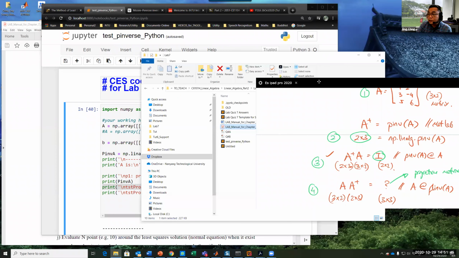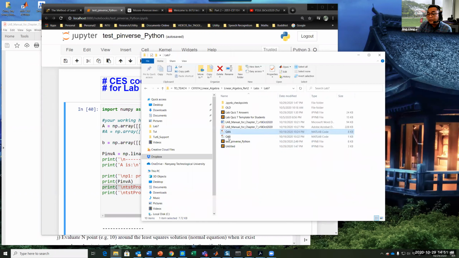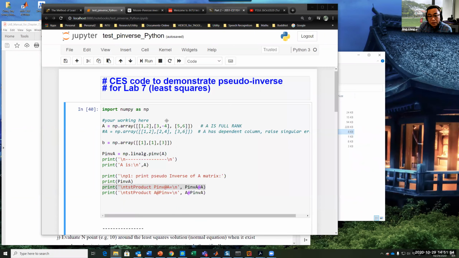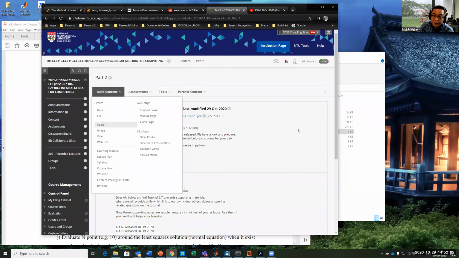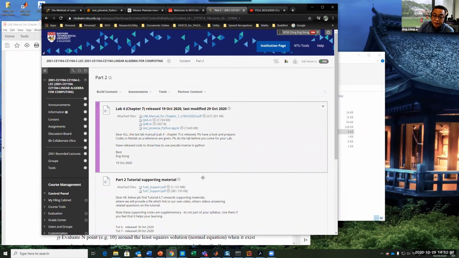For those students, what you realize is that I have given you 4A and 4B MATLAB code in the release of linear algebra. So please go to content, part B, and you'll see lab 4 here. You will see that I keep on updating my tutorial tools, tutorial 7 supporting, and when tutorial 8 comes along, I'll release it here as well. Today I just released this code, test P inverse, which is the code I'm showing you now. You can play with it at home.